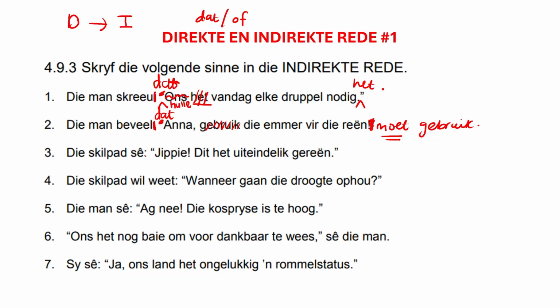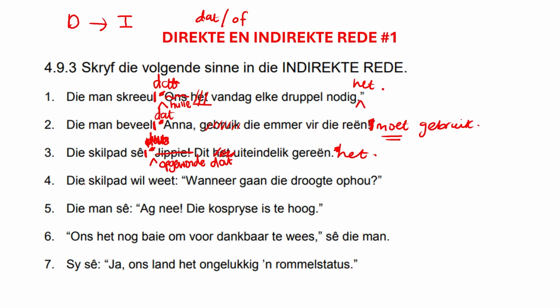Okay. Die skilpad sê, gone, gone, gone. Die skilpad sê dat, so you won't say die skilpad sê dat jippie. You will say something like, die skilpad sê opgewonde, for example. So I'm just going to erase that because this will now change to a word of excitement. So you could say, die skilpad sê met blydskap, die skilpad sê opgewonde, and then dat will come at the end. So die skilpad sê met blydskap, opgewonde, dat dit uiteindelik gereën het, because the verb goes to the end of the sentence. Did we get that?